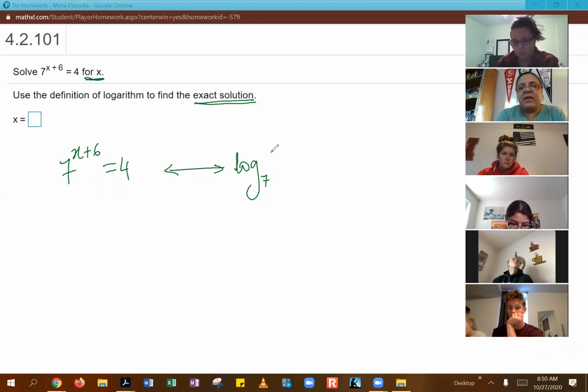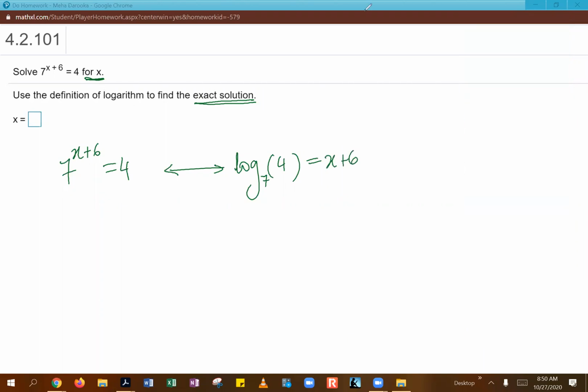Yeah, so you have to think about which number you are taking the log of, and what you are going to put on the other side. The value would be a 4, and then it would be x plus 6 on the outside. Very good. A logarithm always equals the exponent, so your exponent always goes on the other side. So we start out with log of 4 with base 7 equals x plus 6.